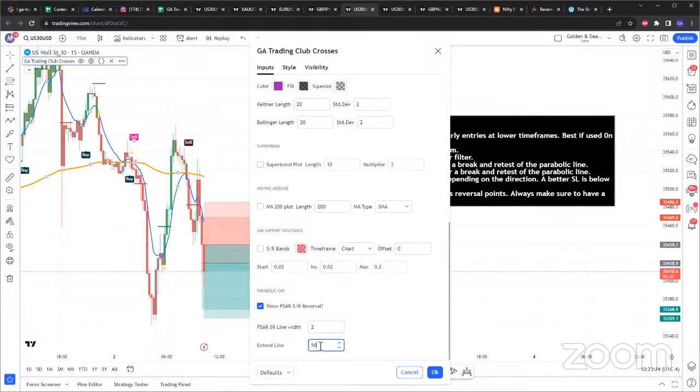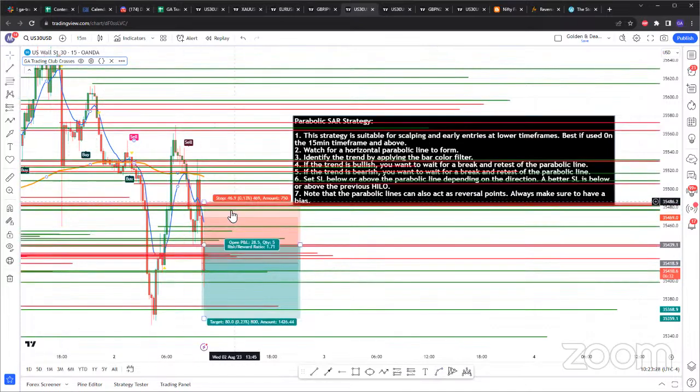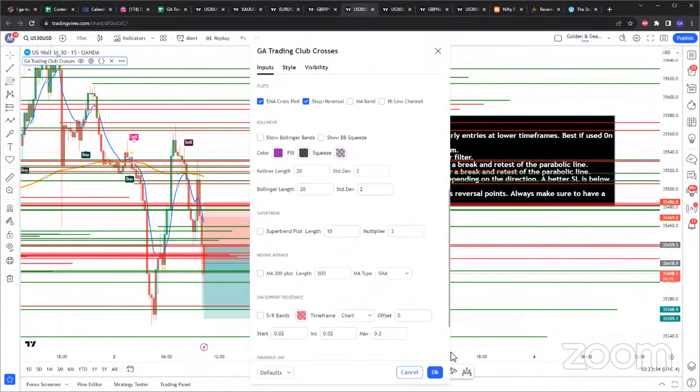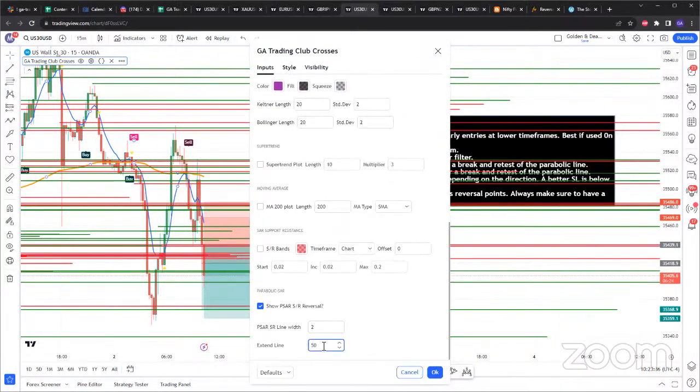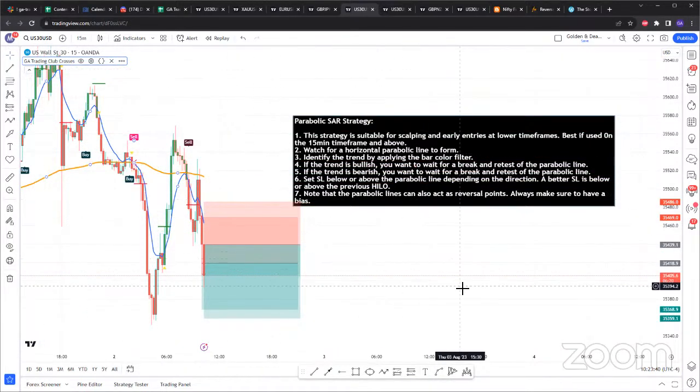If I go in here and extend these lines, you'll see here this, right? But I don't want this on my chart. So think of the parables as the break and retest. Same thing we do with trend lines, right? So for trend lines, how do we trade trend lines? We wait for a break and retest of the trend line and enter based off of the direction, right?